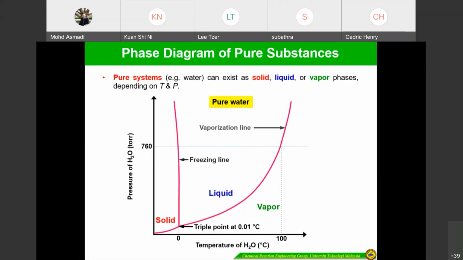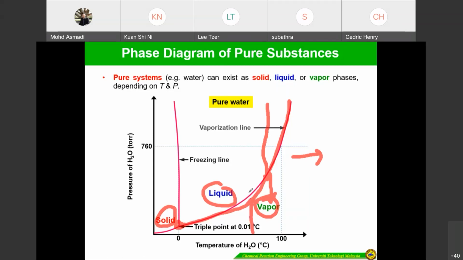If you look here, for the pure substance, for example water, it can exist as solid, liquid, or vapor, depending on the temperature and also pressure. This is liquid, vapor and solid, and the triple point here. This is an evaporation line. When you heat the liquid, it starts to vaporize and becomes vapor. After this is actually a supercritical state, where gas behaves like a liquid. If you condense, it becomes liquid. If you solidify, it becomes solid. So this is a freezing line.